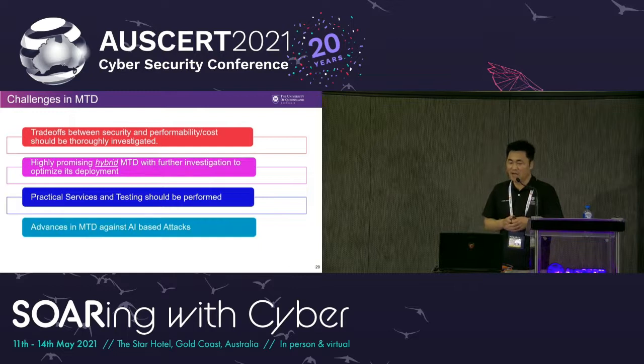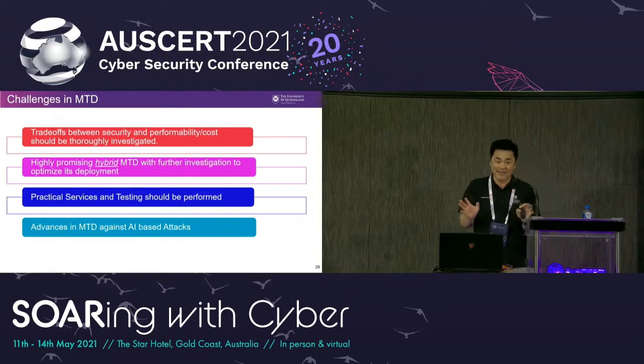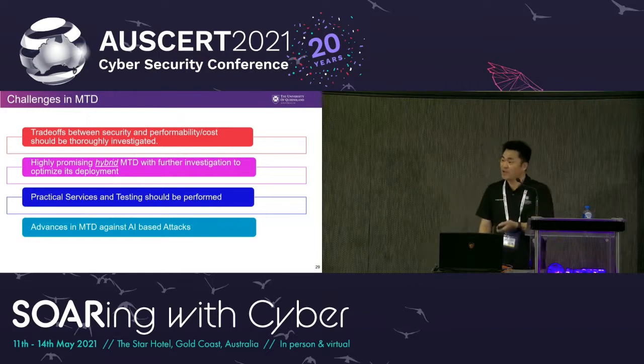And the last one is: can we advance the MTD technique itself against AI-based attacks? So we assume the dummy attackers, maybe a little intelligent attacker, not the smartest attacker. The smartest attacker will use very sophisticated techniques, from data collection to achieving the goal. So can we develop MTD techniques which are adaptive and also very intelligent against AI-based attacks? That's a challenge as well.